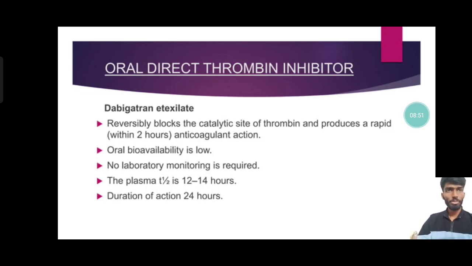Oral direct thrombin inhibitor: dabigatran etexilate reversibly blocks the catalytic site of thrombin and produces rapid anticoagulant action within 2 hours. Oral bioavailability is low. No laboratory monitoring is required. The plasma half-life is 12 to 14 hours. Duration of action is 24 hours.